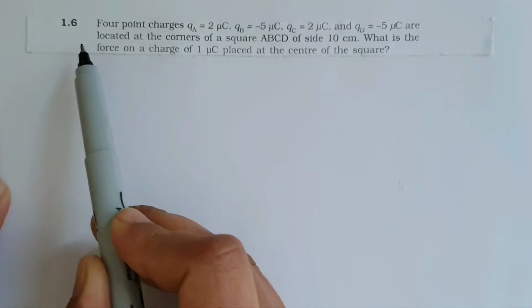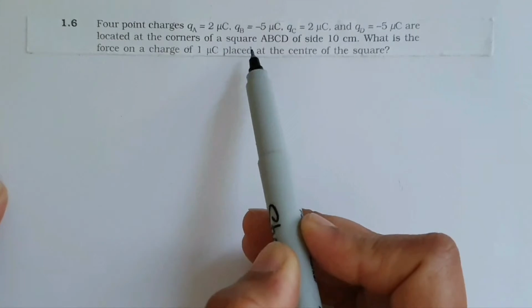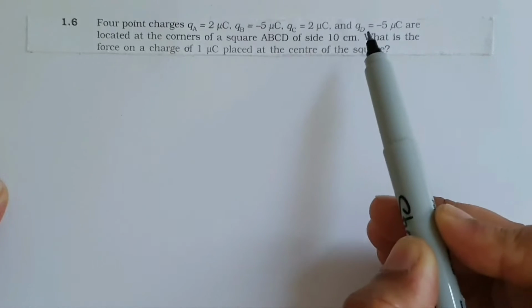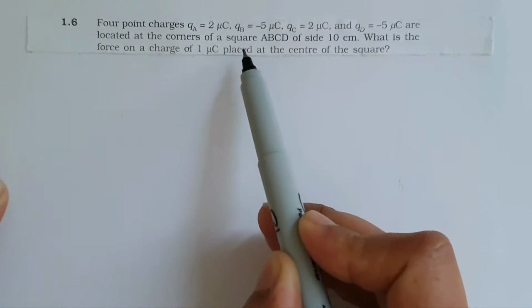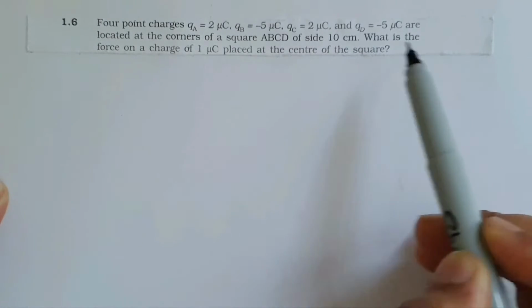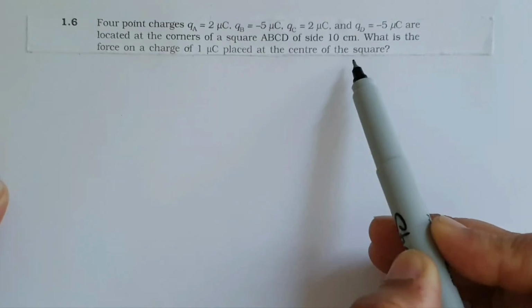Question number 6. Four point charges QA equal to 2 microcoulomb, QB equal to minus 5 microcoulomb, QC equal to 2 microcoulomb, and QD equal to minus 5 microcoulomb are located at the corners of a square ABCD of side 10 cm. What is the force on a charge of 1 microcoulomb placed at the center of the square?